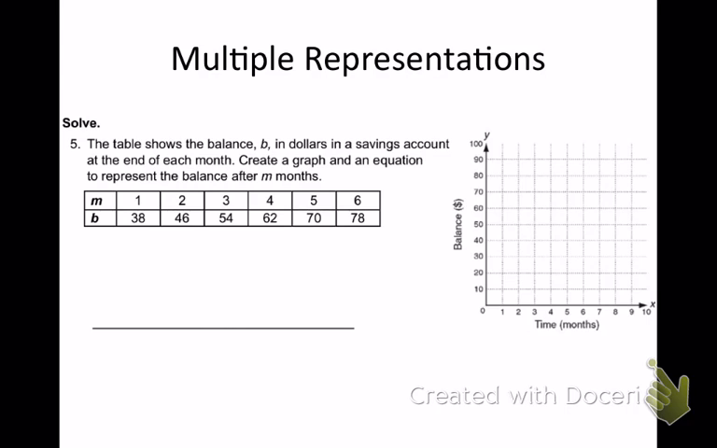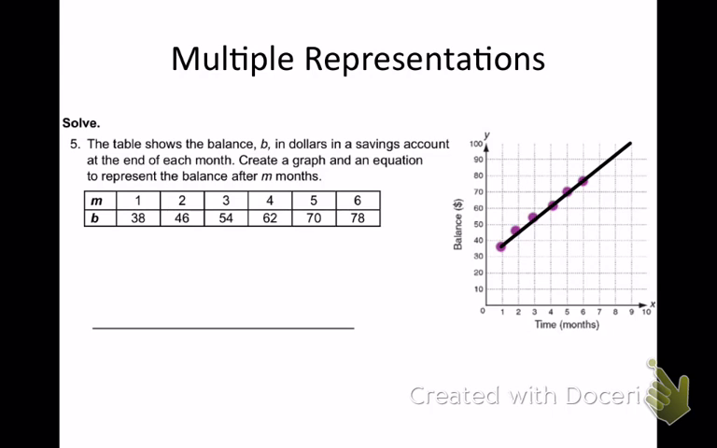All right, try this one on your own. The table shows the balance B in dollars in a savings account at the end of each month. Create a graph and an equation to represent the balance after M months. There's no predictor here, so graph it and write the equation. Take a couple seconds, try this one on your own. So you have 138, then 246, 354, 462, 570, and 678. It's like that, right?